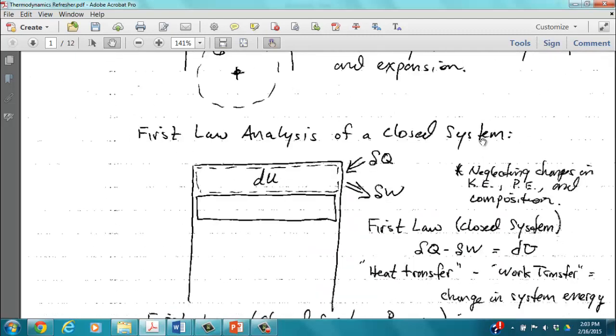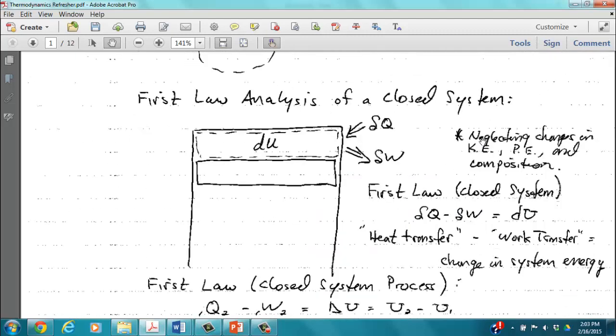Now that we've defined what a closed system is, we can proceed to define the governing equation for a closed system. We'll come to an open system in just a little bit. When we look at the various ways that the energy can change, this dU term here is the change in internal energy. The energy of this closed system can change by either transferring thermal energy or transferring work energy.